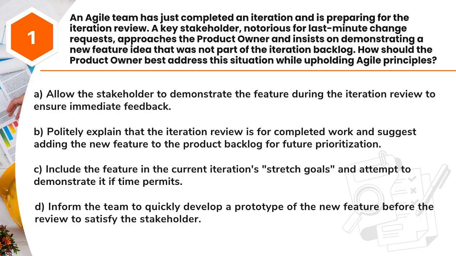A. Allow the stakeholder to demonstrate the feature during the iteration review to ensure immediate feedback. B. Politely explain that the iteration review is for completed work and suggest adding the new feature to the product backlog for future prioritization. C. Include the feature in the current iteration's stretch goals and attempt to demonstrate it if time permits. D. Inform the team to quickly develop a prototype of the new feature before the review to satisfy the stakeholder.